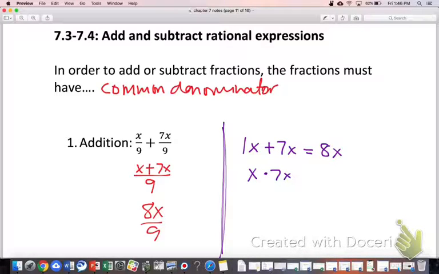But x times x doesn't give us 8x. It gives us x squared, so we'd have 7x squared there. We just want to be able to distinguish between those two for sure.